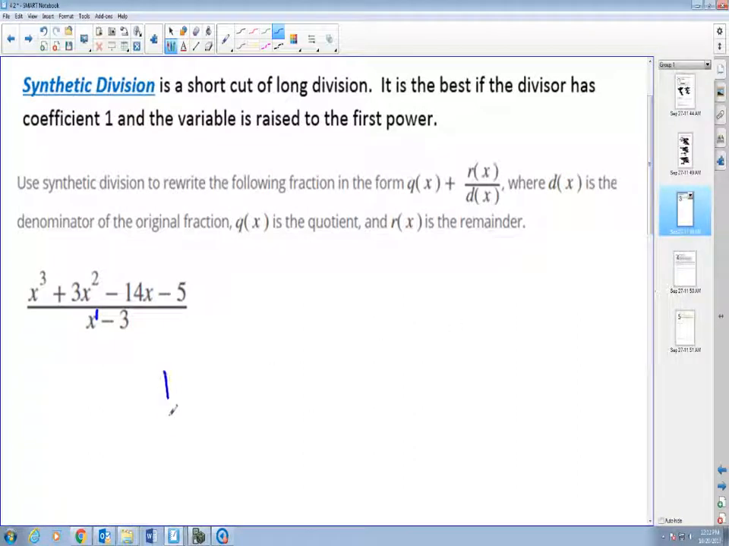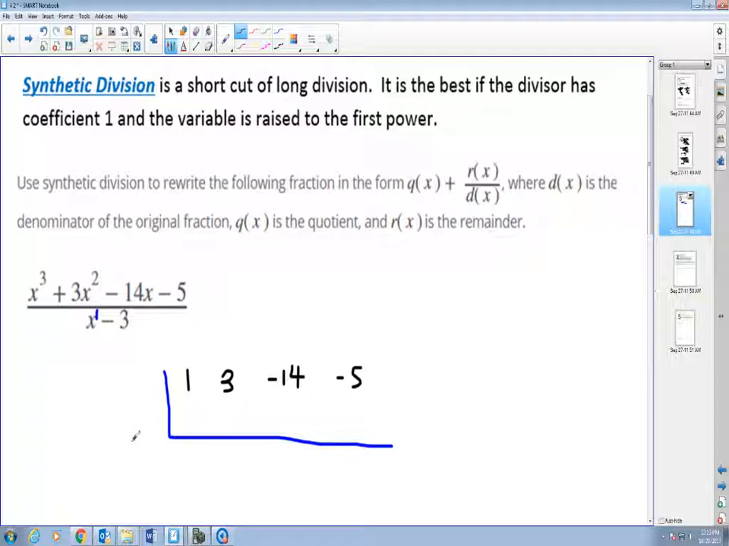We will start out with an upside down division. On the inside, I'm going to write the coefficients of my polynomial. Check for missing terms: 3, 2, 1, no power. So every term is listed. So 1x to the third, 3x squared, negative 14x, and negative 5. Alright, so these numbers are the coefficients of my polynomial.